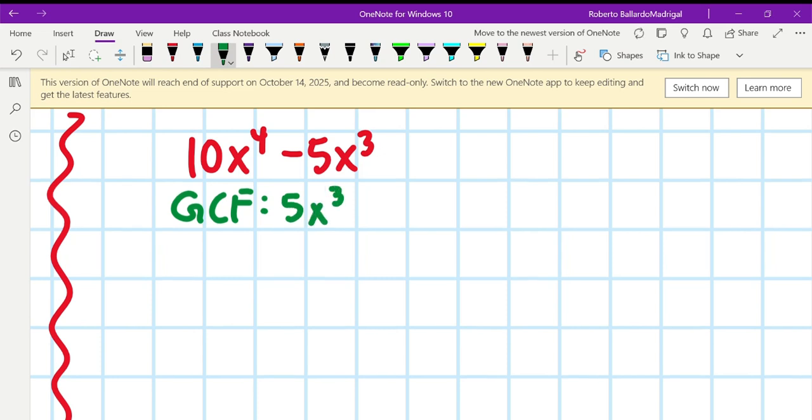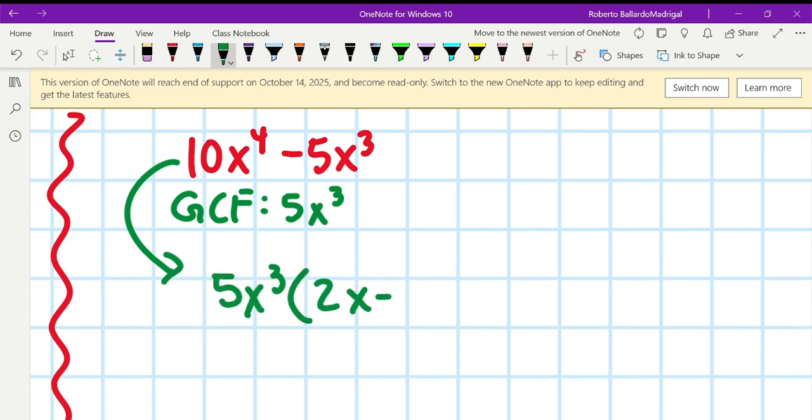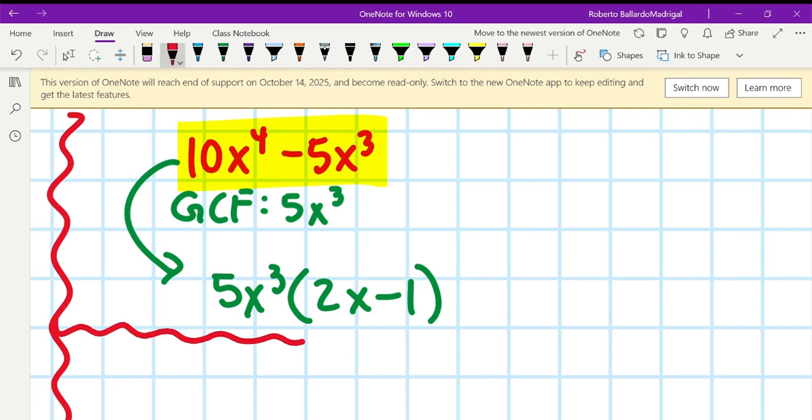So that means that we're going to get the following: 5x to the third on the outside and 2x minus 1 on the inside. I'm going to highlight this with the same color just so you guys can be consistent about what we're doing. And let me split this up. All right, we're going to leave that how it is. We're going to move on.